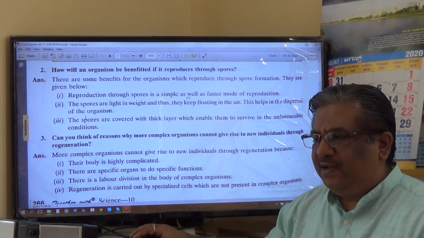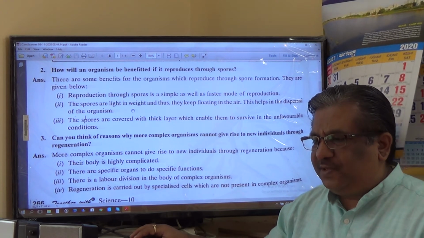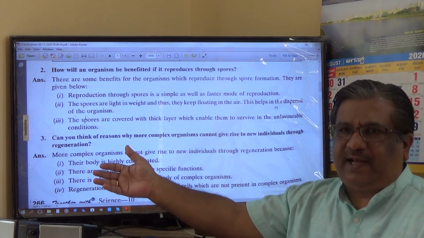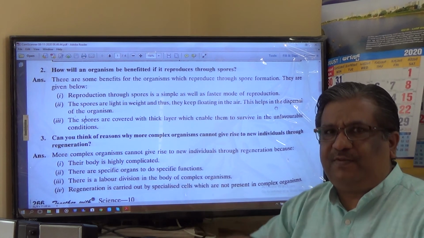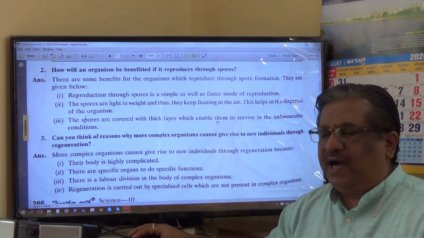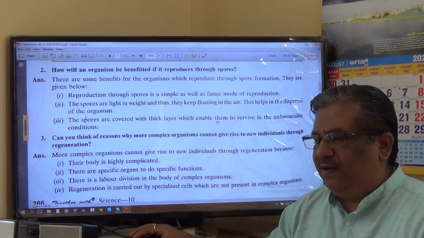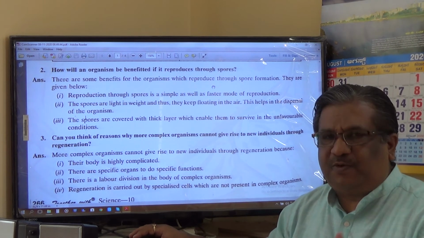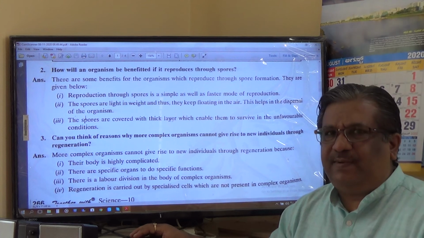Reproduction through spores is a simple as well as faster mode of reproduction because a single parent is involved. First of all, the spores are light in weight and they keep floating in the air. This helps the dispersal of the organism from one region to another region. So our population can grow, it can occupy a great amount of place. The spores are covered with a thick layer which enables them to survive the unfavorable conditions, and also whenever they come into contact with a moist surface or moist soil, the spores germinate, and these are the advantages of reproduction through spores, you can say. You can add different points also according to different solutions. As such, not much is given in your textbook. It's okay.